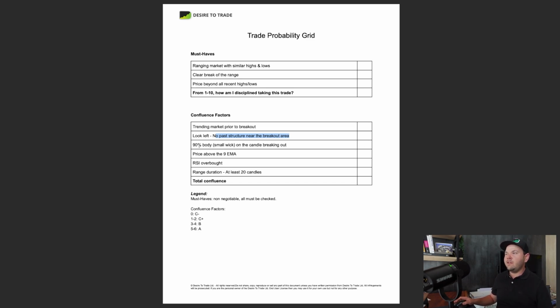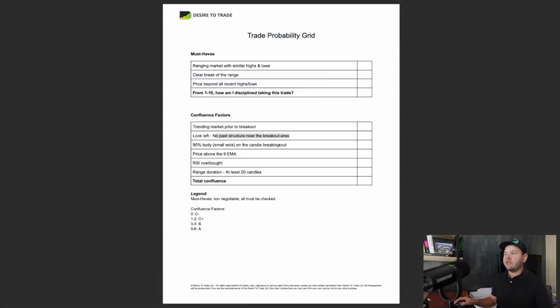Then 90% body, small wick on the candle that breaks out. So it should be mostly body, no wicks on that candle breaking out of the range, meaning it's a strong candle. Price should be above the 90 MA if it's a breakout, or below if it's a breakdown of that range. RSI should be overbought on a breakout, or oversold on a breakdown, like I've taught before in many videos. I'll leave in the corner right here a video I've done before about how to trade breakouts. A good strategy I have with the RSI works really well. It's kind of counterintuitive, but it's a really good strategy. So if the RSI is overbought in a breakout, or oversold in a breakdown, it works well.